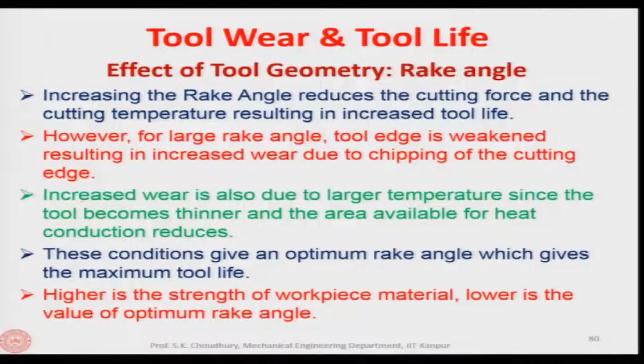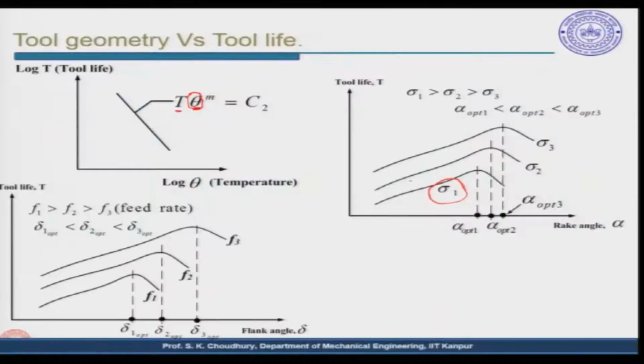And here we have said that higher is the strength of work material, lower is the value of the optimum rake angle. So, this is what is shown here. Now, here it is the flank angle.